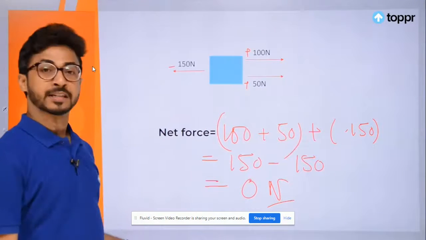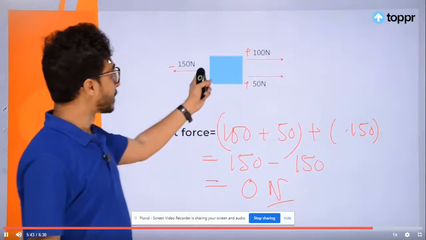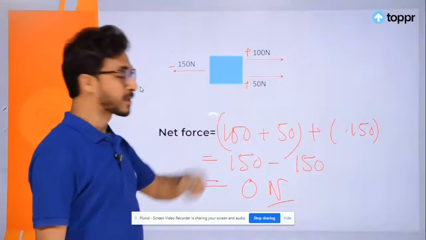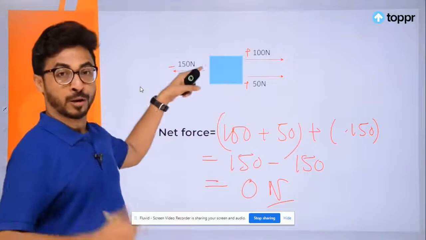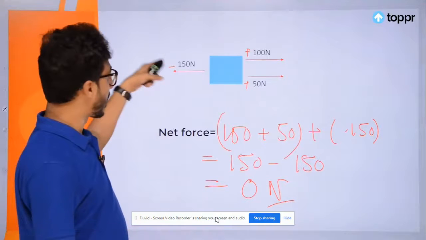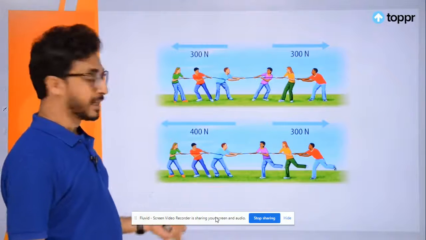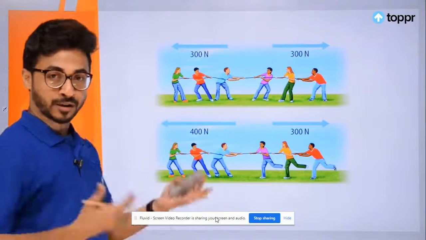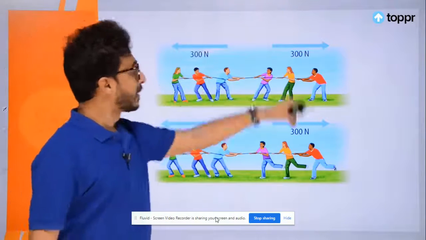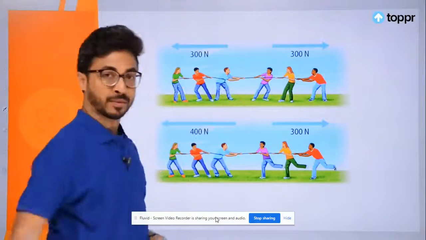So for this case, the box will not move, isn't it? Suppose a man is pulling with 100 Newton, another boy is pulling with 50 Newton, and another really powerful person is pulling with 150 Newton. So the box will not move. You have observed this kind of thing in your school, tug of war. Now these two teams both are giving 300 Newton, 300 Newton. So there is no win.